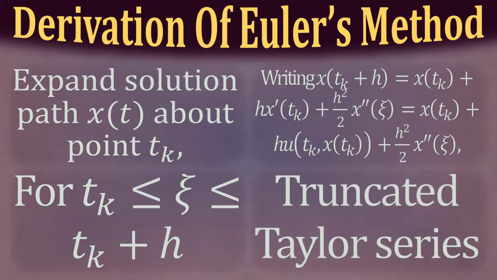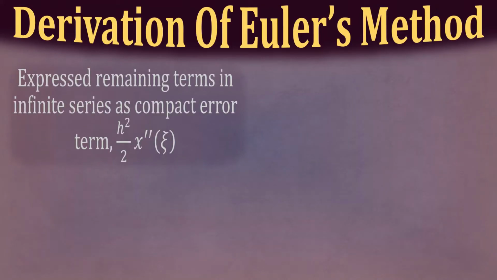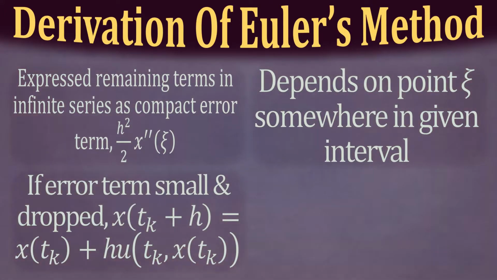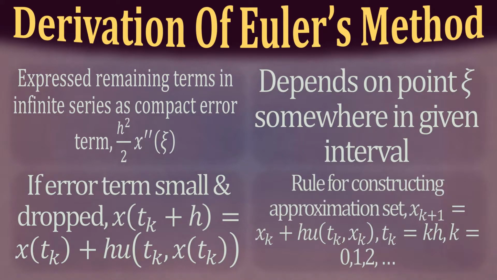Note that we have truncated the Taylor series and expressed the remaining terms in the infinite series as the compact error term (h²/2) x''(ψ), which depends on a point ψ somewhere in the given interval. If the error term is small and can be dropped, we have that x(tk + h) = x(tk) + h u(tk, x(tk)), which suggests the following rule for constructing an approximation set. x_{k+1} = x_k + h u(tk, xk), where tk = kh for k going from 0 to 1 to etc.